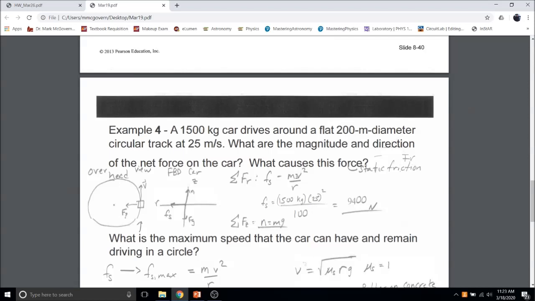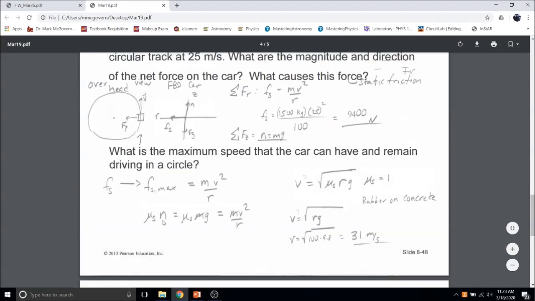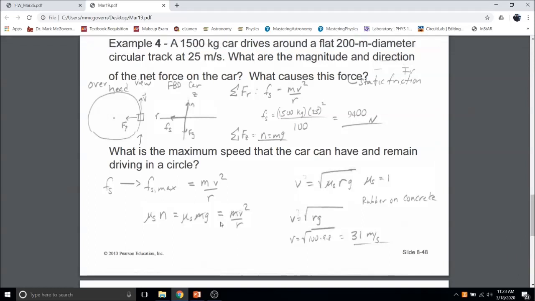You go faster, you need more friction to keep you in the circle. Well, we know there is a max value for static friction. So the max value for static friction is mu sub S times N. And so we do need N now from the Z direction, that's mg. So we now have mu sub S mg equals mv squared over r. The m's drop out here. And we're going to solve for speed, I guess. Yes, we're solving for speed, so that's going to be the square root of mu sub S r g in this equation here.